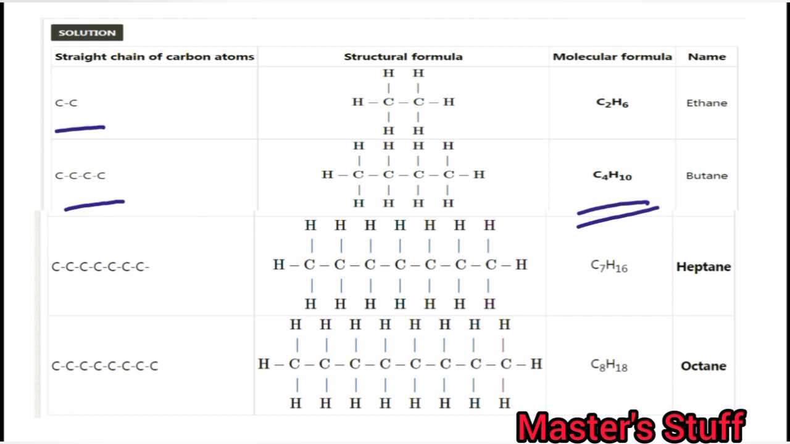Next, C7H16 is given. Here carbons are 7, so 7 carbons and 16 hydrogens, and it's heptane. Next, C8H18, carbons are 8 and hydrogens are 18, it's octane.